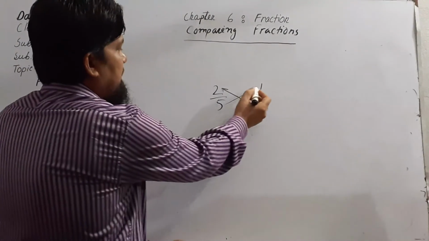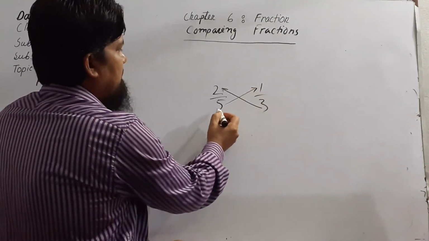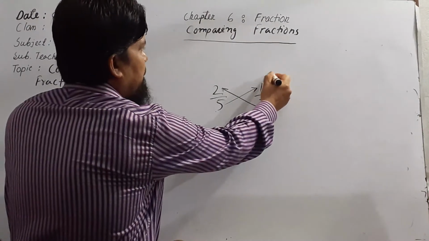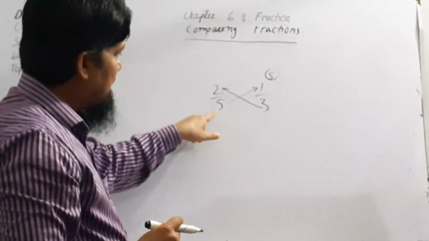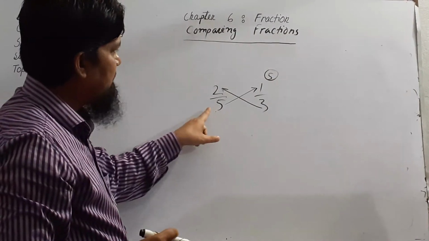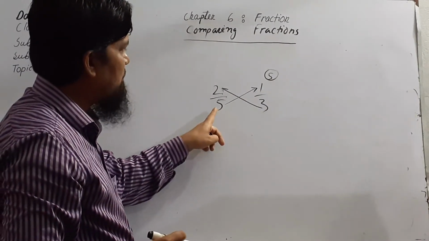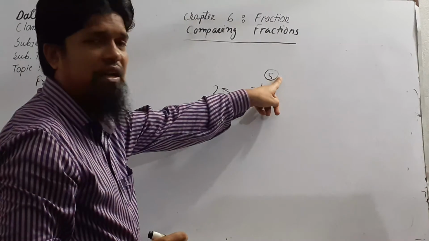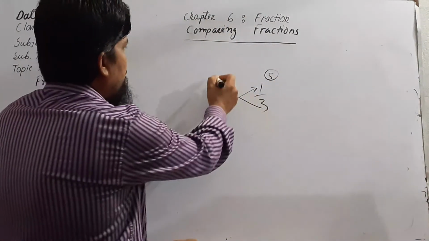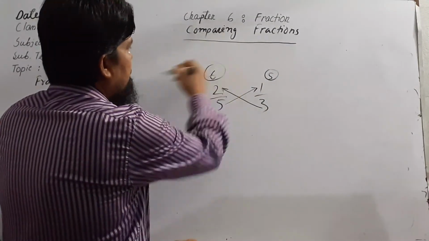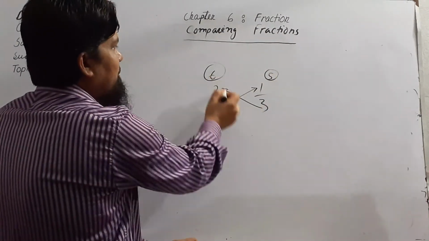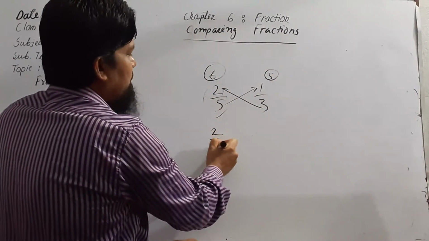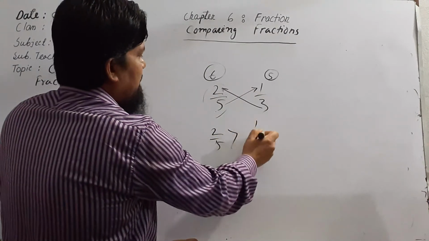I am giving the arrow sign, because the answer, 5 1 is 5, will be put here, not under 5. The product of 5 and 1 will be put on the upside, and 3 2s are 6. Which one is greater, 6 or 5? 6 is greater, so this fraction is greater. 2 by 5 is greater than 1 by 3.